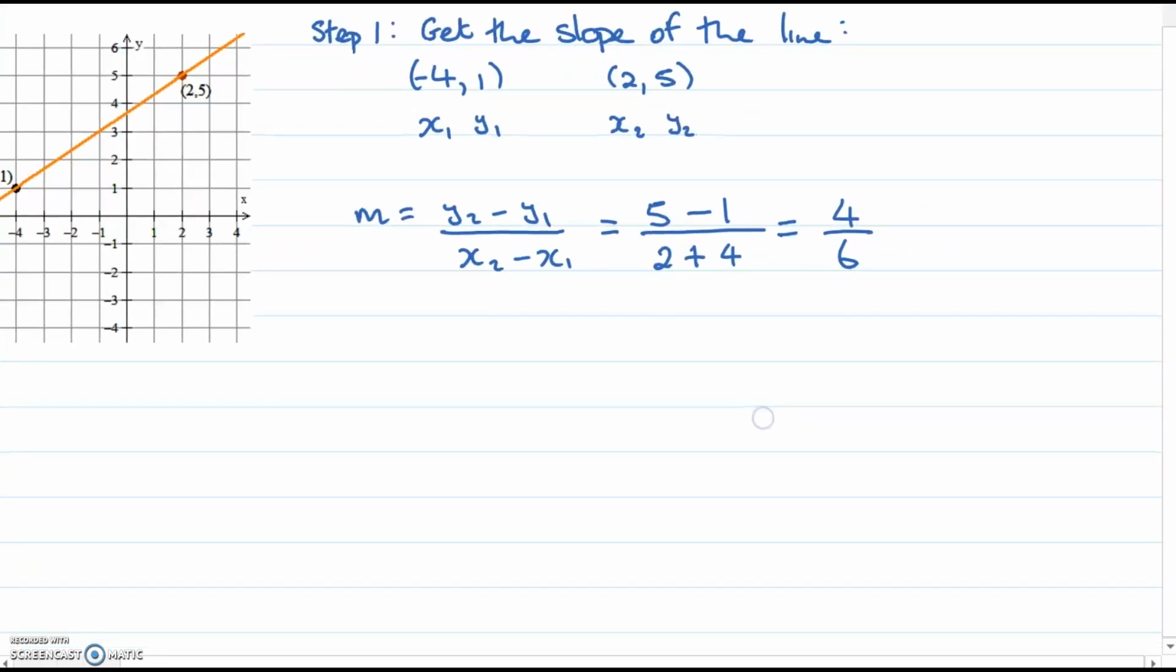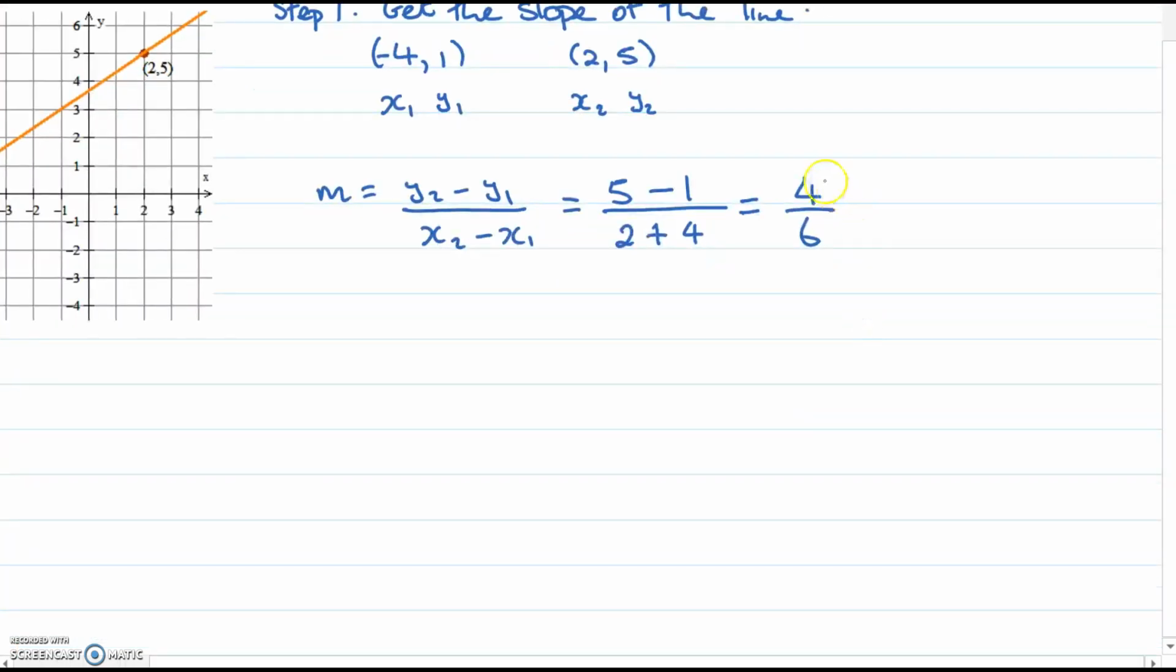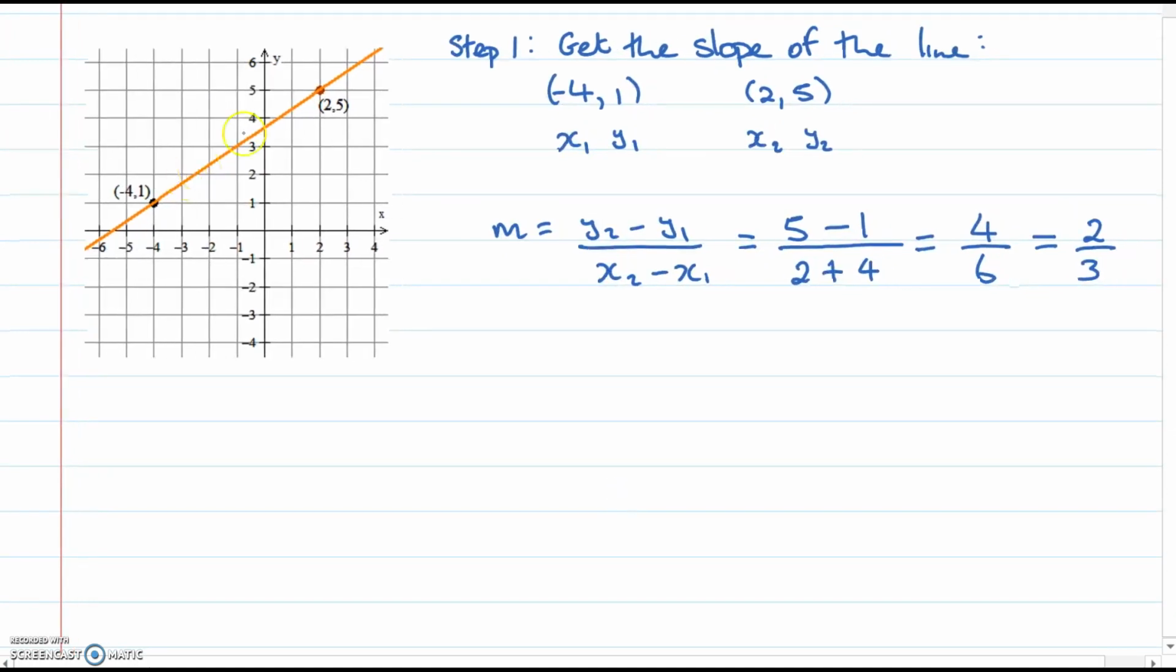Now, you can leave it like that, but it's usual to break this down if you can, and you can divide both of these by 2, so that'll give you 2/3. Okay, so now the slope of the line is 2/3, and it goes through the points -4, 1 and 2, 5. So let's move on to step 2.